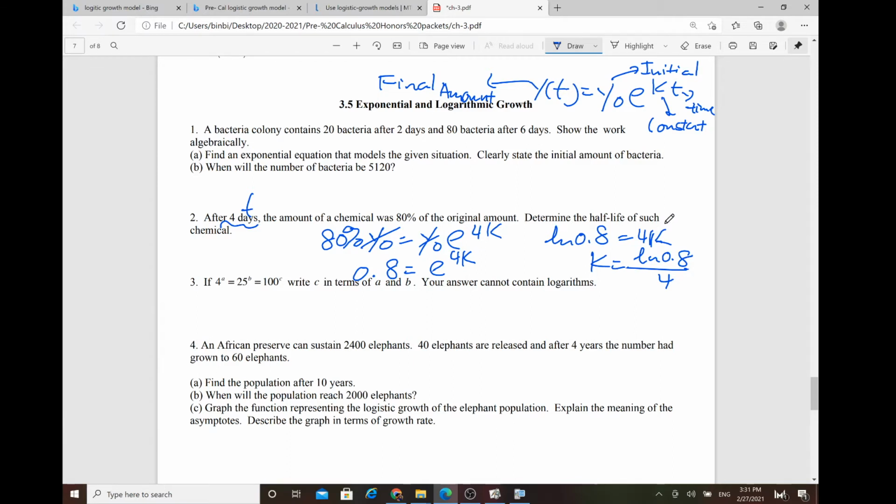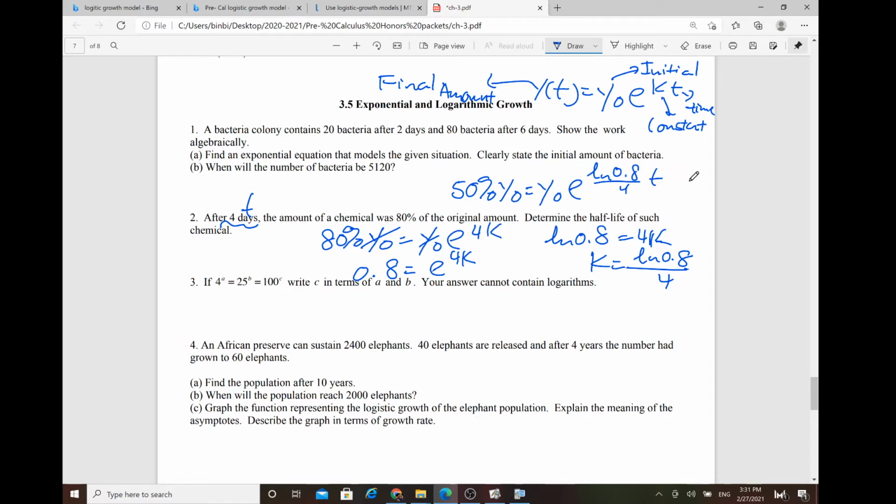And then determine the half-life. Half-life, that means you want to find out the time it takes to get down to half. So half-life would be what? 50% times y0, and y0 eventually will get cancelled. So e to the power of k times t, so natural log of 0.8 over 4 times t.